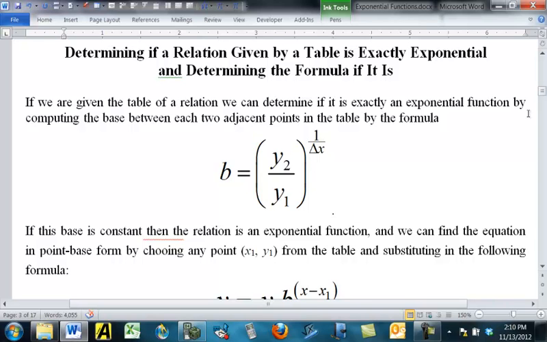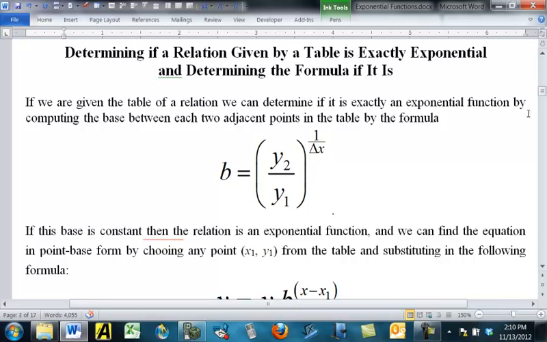Now, the next thing we want to do is, how do we determine if a relation given by a table is exactly exponential? And if so, how do we determine its formula? Again, what we can do is find this b, y2 divided by y1 to the power of 1 over delta x. We can do that between any 2 points in the table. In fact, we want to do it between all successive adjacent points. Then we'll have this b value. If this b value is the same, then it's an exponential function.